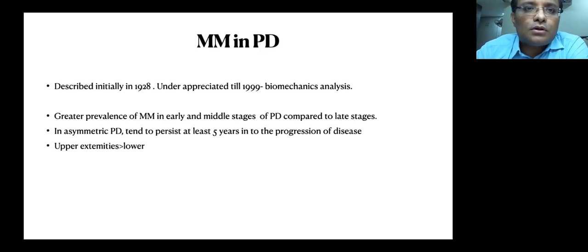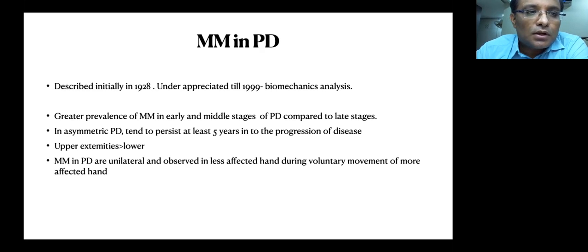Again, as I told you, as mirror movements are more common in upper extremities, the same applies in Parkinson's disease. These mirror movements are unilateral and they are observed in the less affected hand during voluntary movement of the more affected hand. So whenever the Parkinsonian hand moves, the normal hand will show more mirroring in Parkinson's disease.